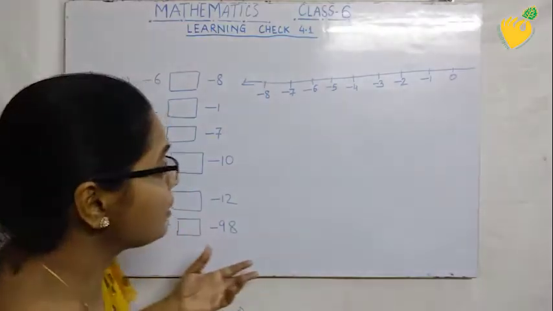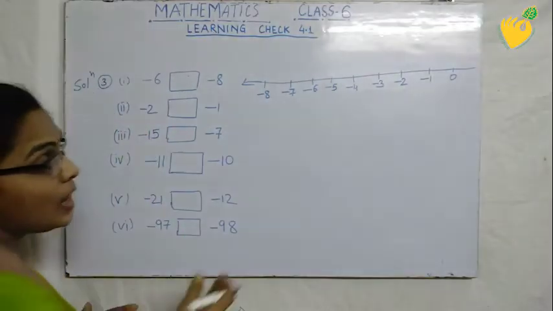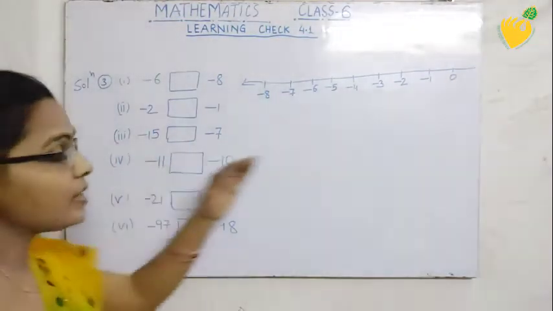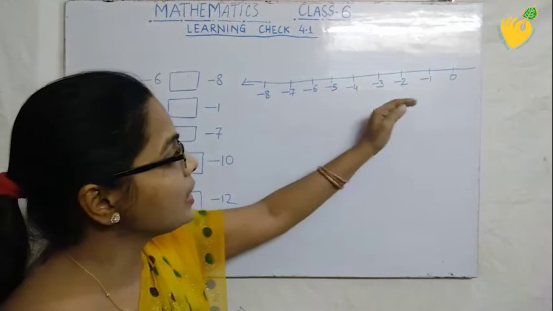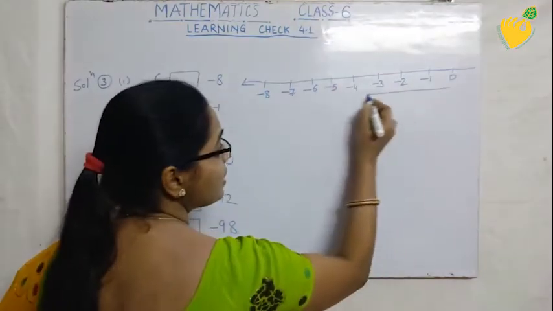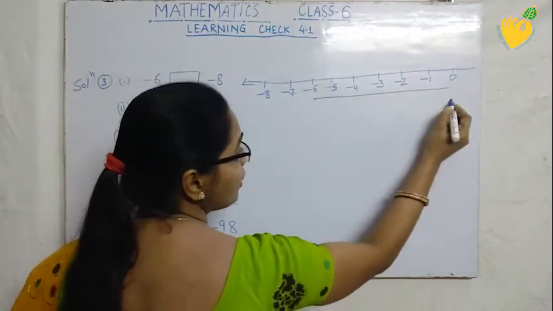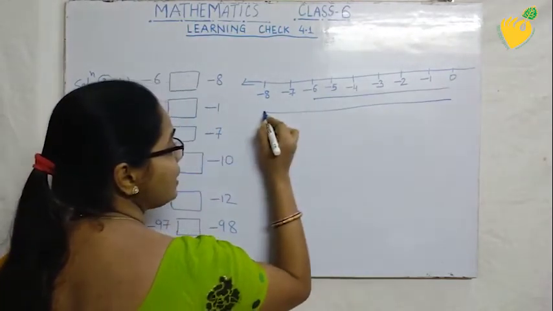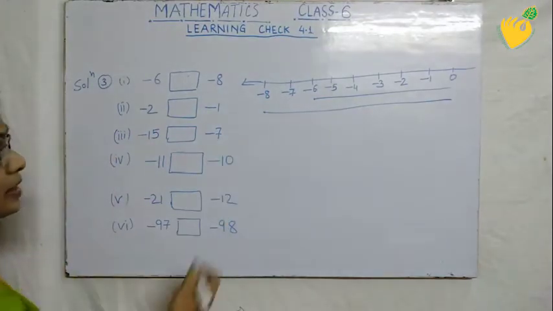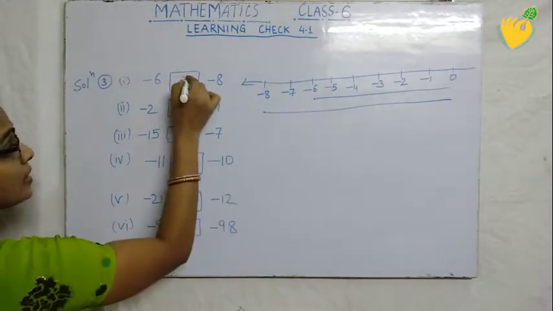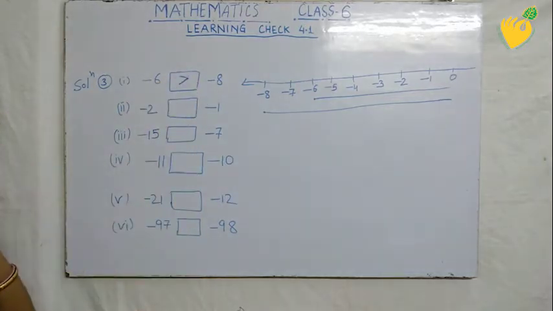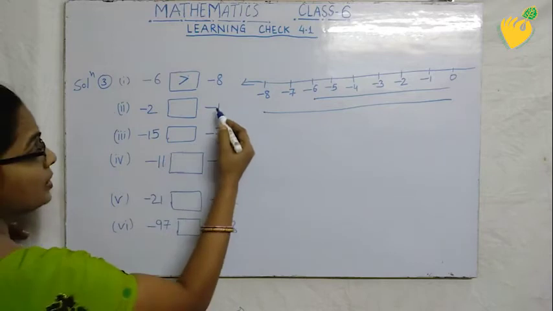Students, I have already told you one thing about the number line: as the integers move away from 0 on the left-hand side of the number line, the integers become smaller and smaller. So let's compare which integer is farther from 0, minus 6 or minus 8. Minus 8, students, is farther than minus 6. So minus 6 is greater than minus 8.